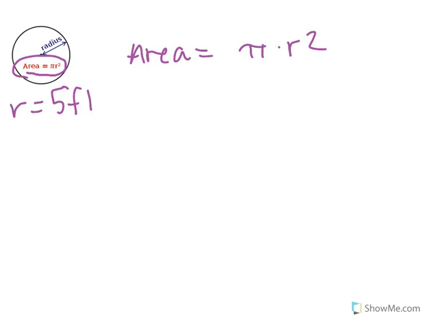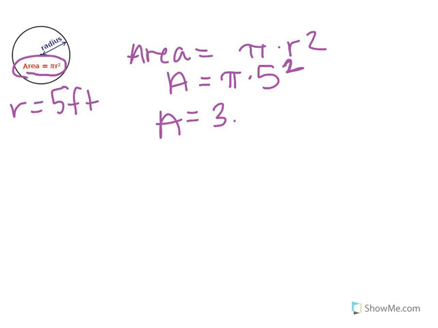The area of a circle is the space inside of the circle, and we find the area with this formula: pi times the radius squared. So to start off, if we're given a radius of 5 feet, we would just say the area is equal to pi times 5 squared.